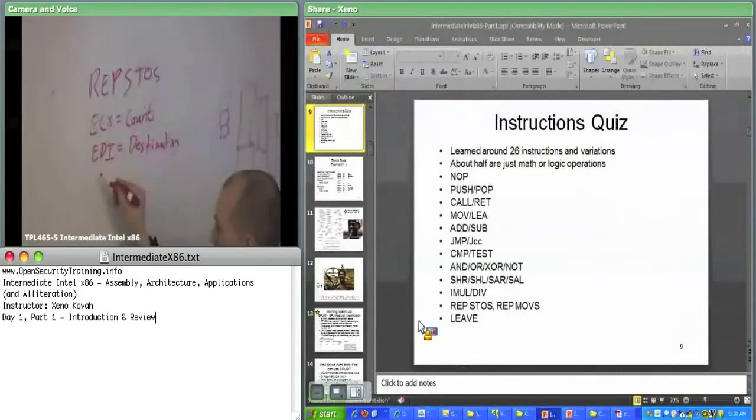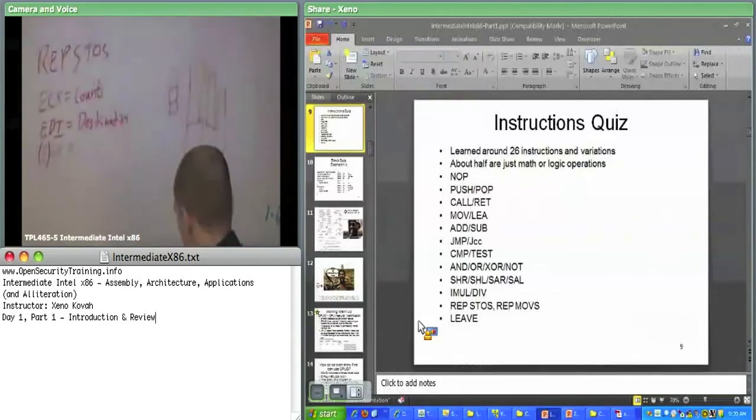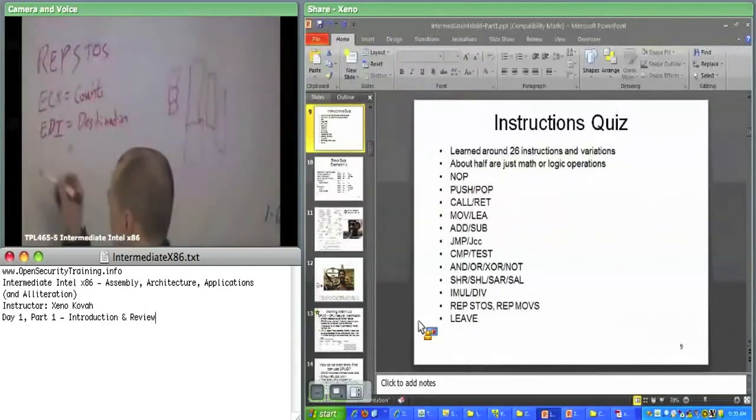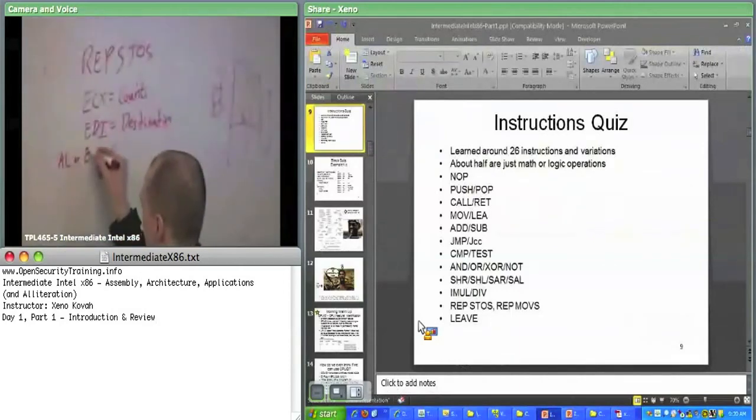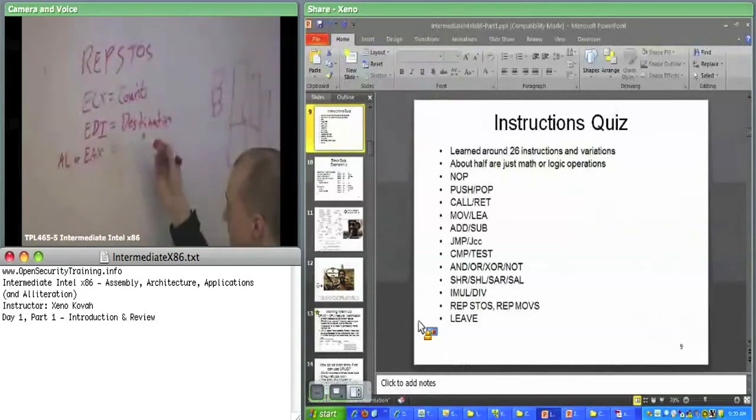So finally, the discriminator here with rep stos was EAX. It's either AL or EAX that is the data to write, 1 or 4 bytes at a time. So his question was, are those set up in previous instructions? And yes, anytime you see a rep stos, you expect pretty much immediately preceding it there's going to be some move something to ECX, some move something to EDI, move something to EAX, or they'll maybe move it to EAX but only actually use the AL part of it, the lower part.